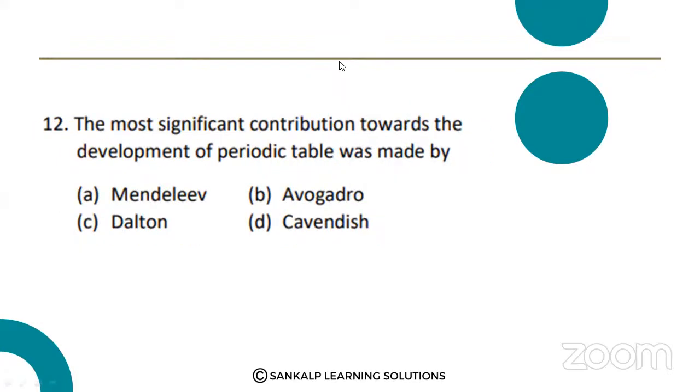The most significant contribution towards the development of periodic table was made by. So who gave the most significant contribution? A, Mendeleev, B, Avogadro, C, Dalton. Ma'am, option A, Mendeleev. Yes, option A, Mendeleev. So Mendeleev's contribution was most significant towards the development of modern periodic table. So we'll go for the next one.